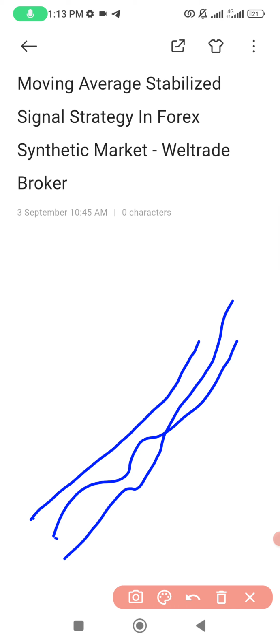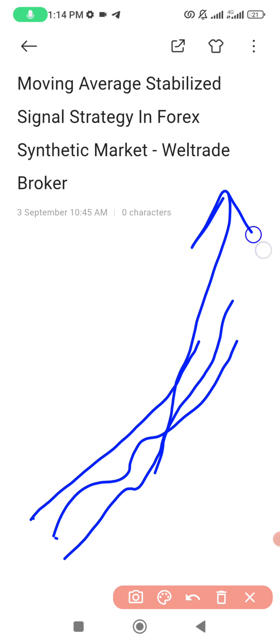Try to draw a line that will be tangent to any of the two moving averages, or at least any of the two or the three moving averages. So we can have a tangent that passes through here. So what's the direction of this tangent? It is upwards, so it shows that the market is buying.